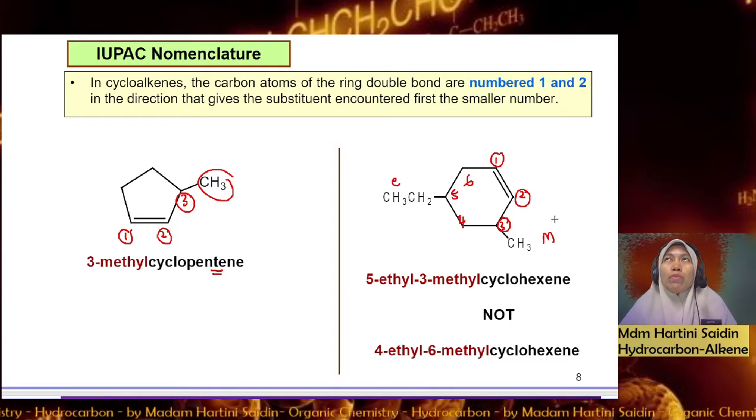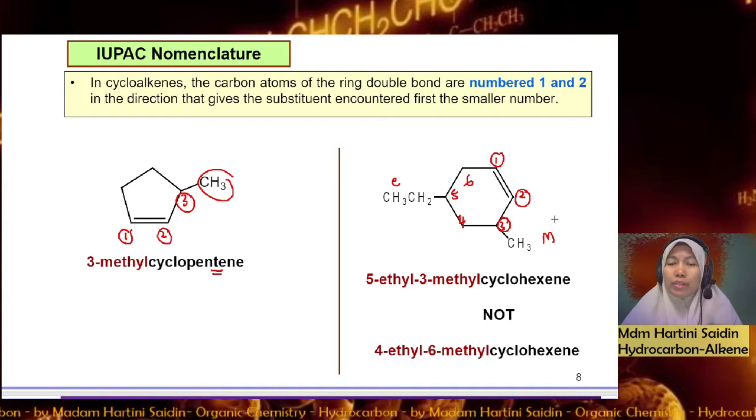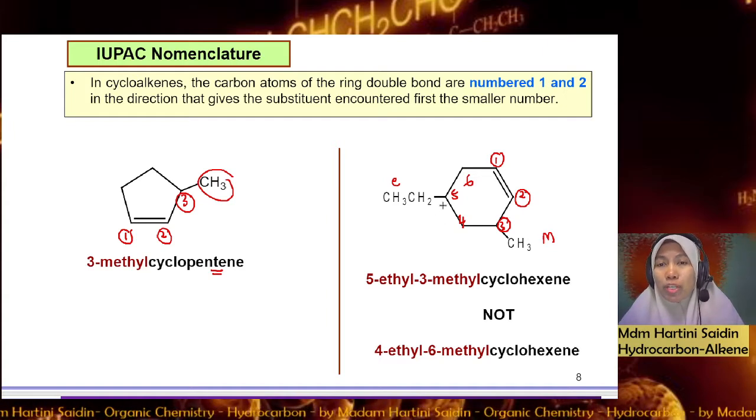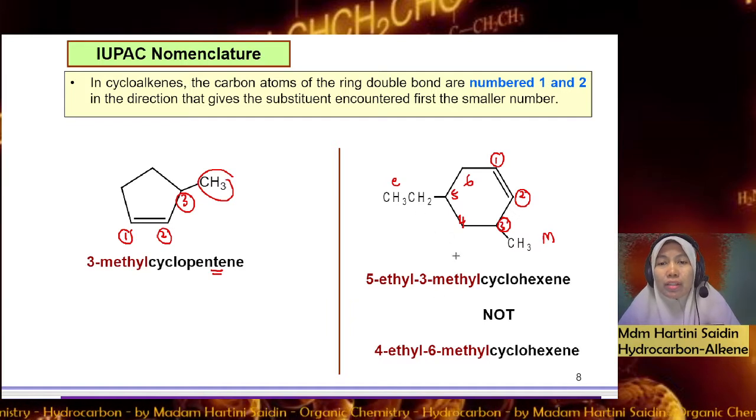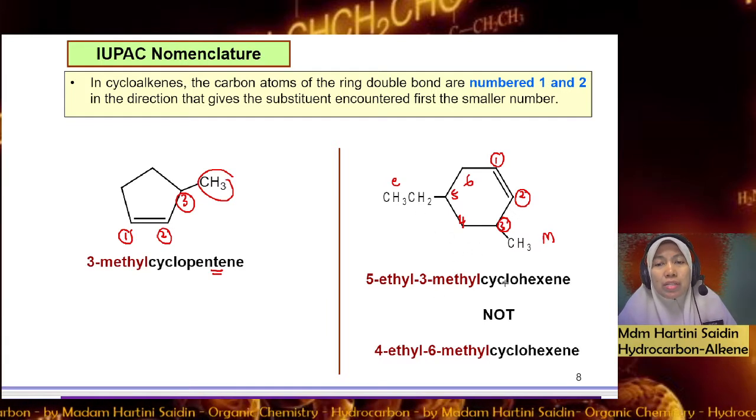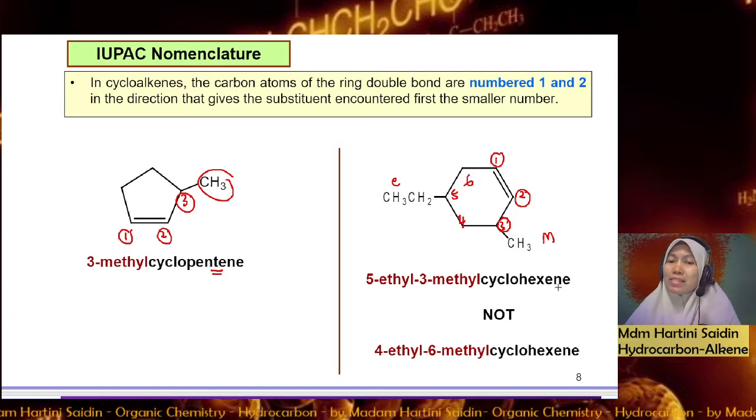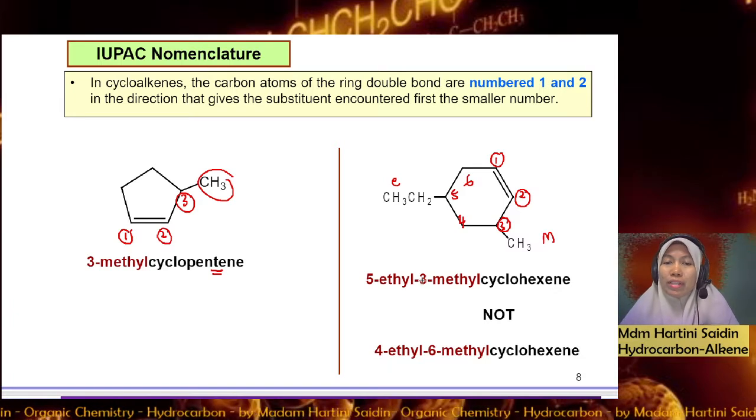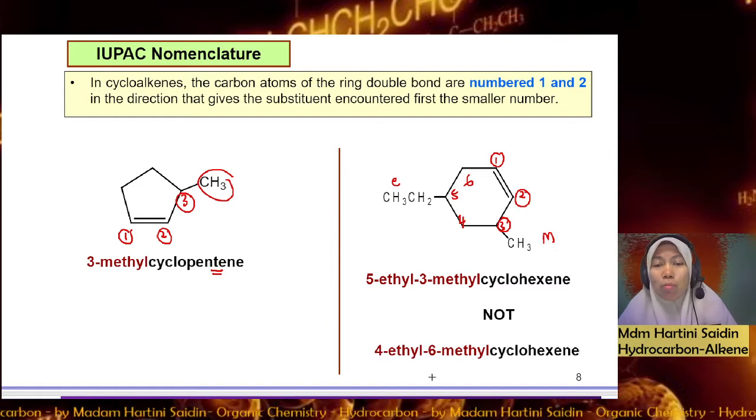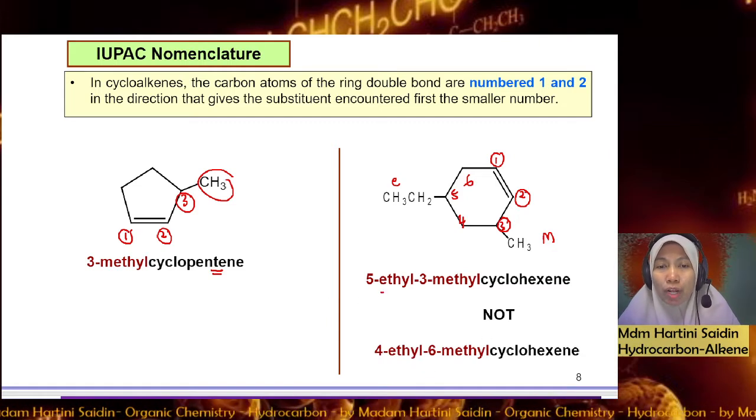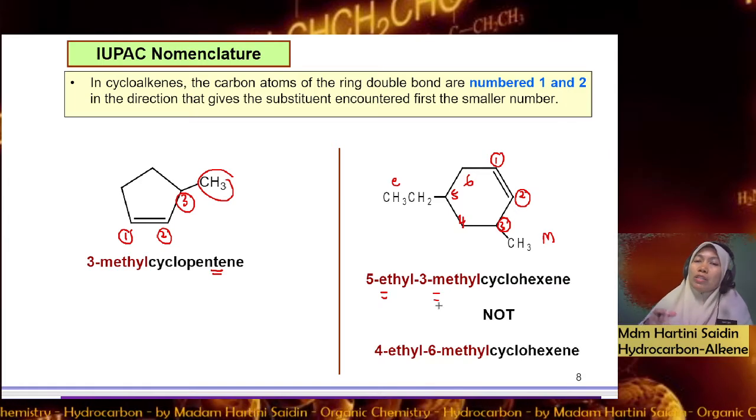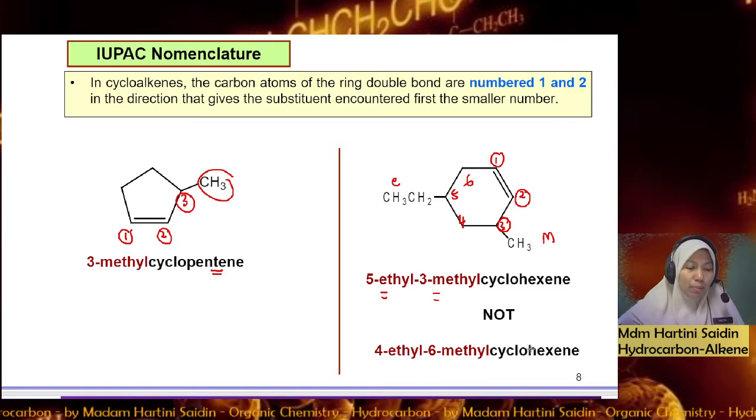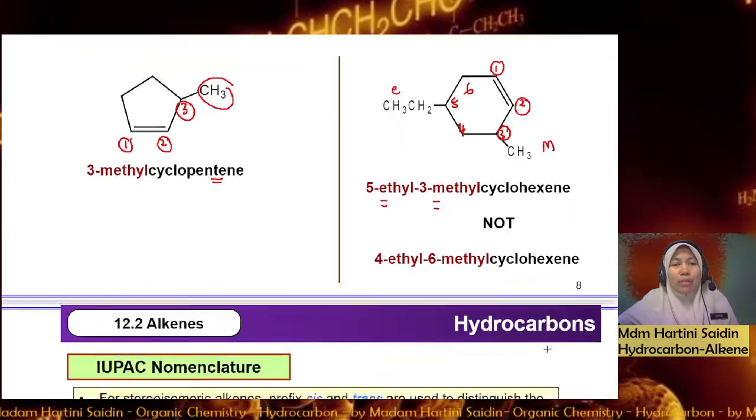So E dengan M, which one come first? For sure E, right? Okay, so kita akan sebut E dulu. Jadi nama dia akan jadi 5-ethyl, 3-methyl, cyclohexene. Okay, 5-ethyl, 3-methyl, cyclohexene. Bukan terbalik sebab yang ni kena follow alphabet. Okay, E dulu baru kita tulis M. Okay, sebab apa? Sebab kita ikut alphabet.